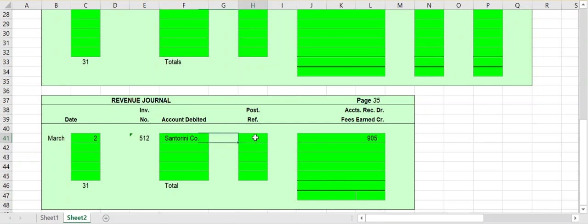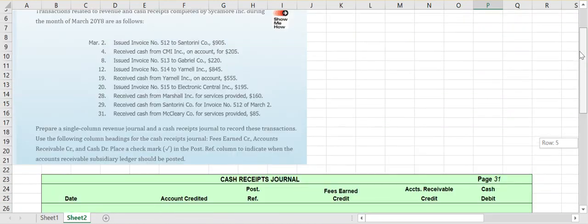And they told us that we need to put a check mark in the post reference if we would post this transaction to the accounts receivable subsidiary ledger. Remember, anytime accounts receivable is affected for whatever reason, whether it's debited or credited, we have to post it to the accounts receivable subsidiary ledger. So since this does affect accounts receivable, we post that check mark there to indicate that the transaction would have to be posted to the accounts receivable subsidiary ledger.